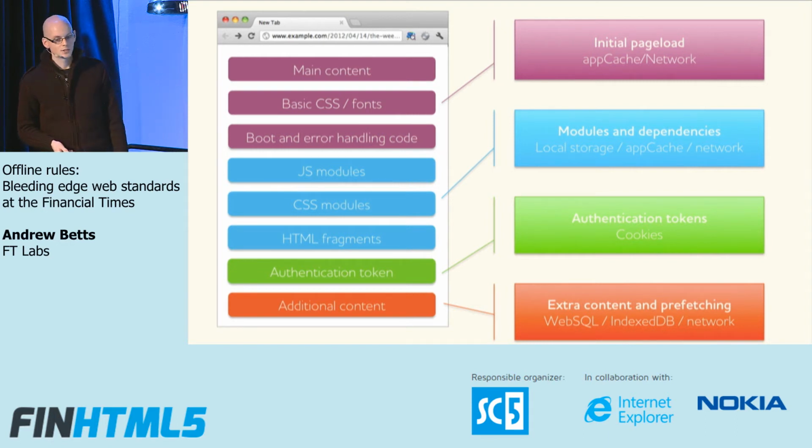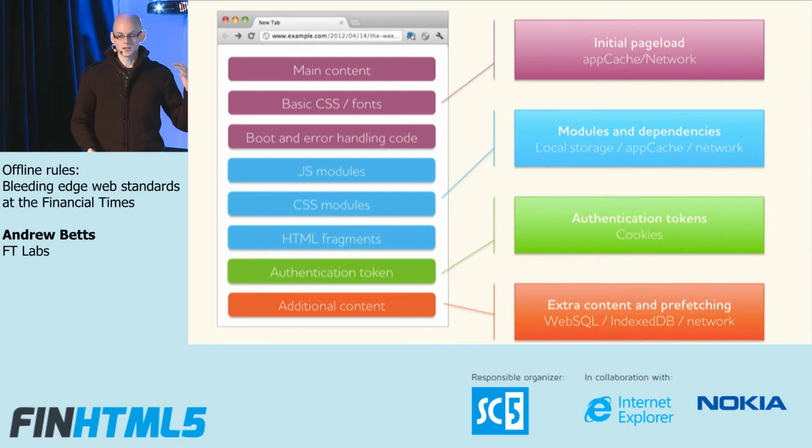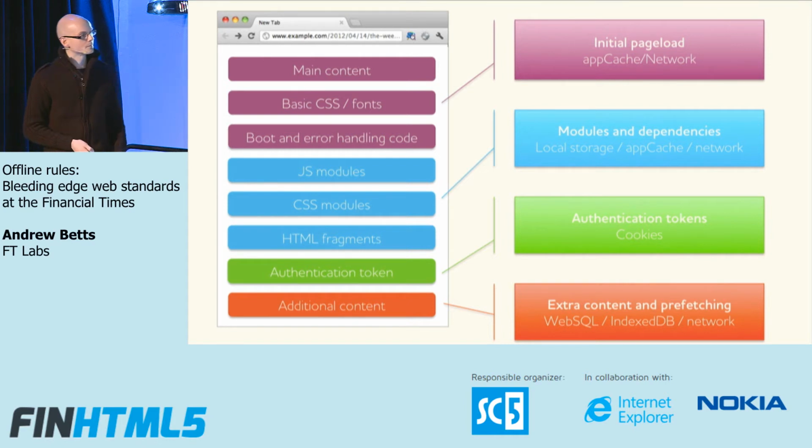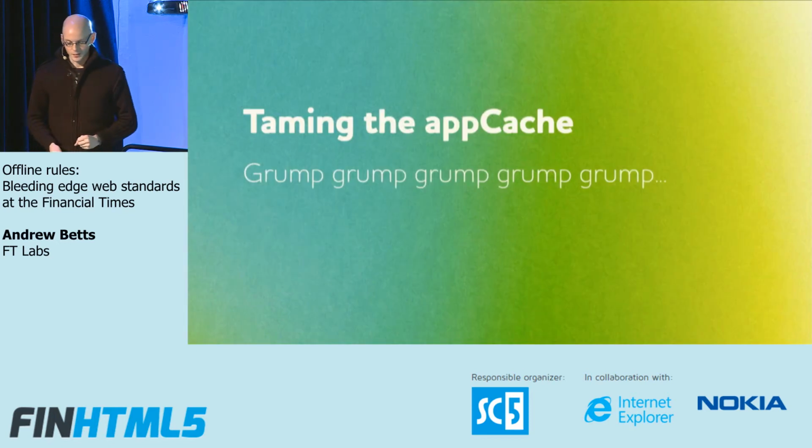We can read the authentication token if there's one in the cookies, and we can pull in additional content. Say we're offline and we haven't actually been able to load the article from the network. At this point, we could look to IndexedDB or WebSQL to try and load that article from a local database. So what I'm trying to illustrate here is that we're using all of these technologies in unison to create an offline app. So the first of these requests, the one that delivers the initial payload, if you're not online, the only place that can come from is the app cache. So we need to talk about the app cache.